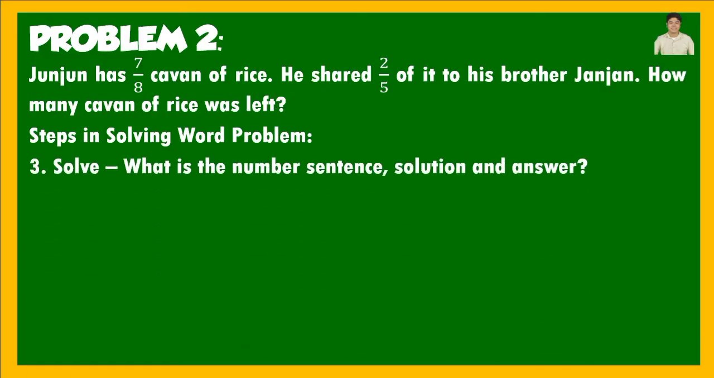So, third step, solve: what is the number sentence, solution, and answer. Since yung operations involved po natin dito is multiplication and subtraction, ganito po ang magiging number sentence niya. So, 7/8 yung kabuuan minus yung product nung na-share sa kapatid niya, so 2/5 nung 7/8, equals n. So, yan po yung kanyang number sentence. Now, pwede na tayong mag-solve.